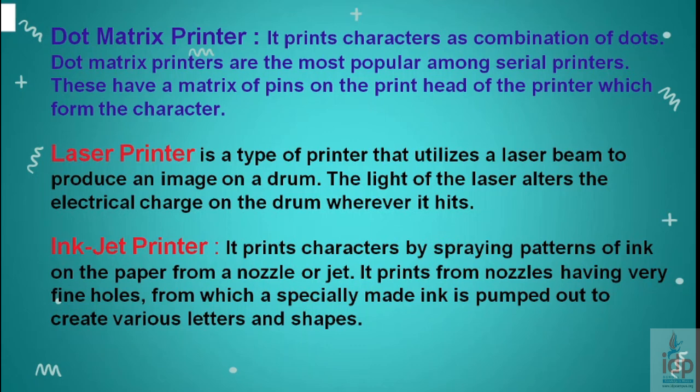Next is laser printer. Laser printer is a type of printer that utilizes a laser beam to produce an image on a drum. The light of the laser alters the electrical charge on the drum wherever it hits. Laser printer is used mainly in publishing houses. It prints very fast and gives high quality output. It works like a photocopier.